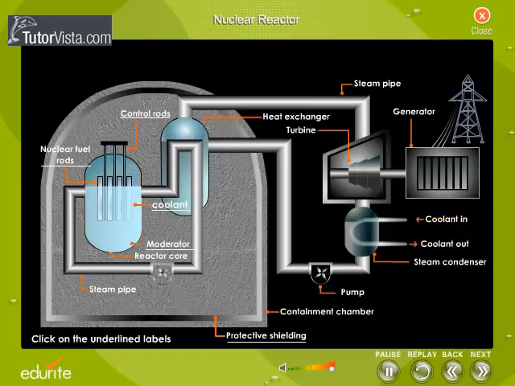Moderator. The moderator is used to slow down the high-speed neutrons. If a neutron is moving too fast, it will pass right through the U-235 nucleus. It must be slowed down to be captured by the nucleus and to induce fission reaction. The most commonly used moderator is water.